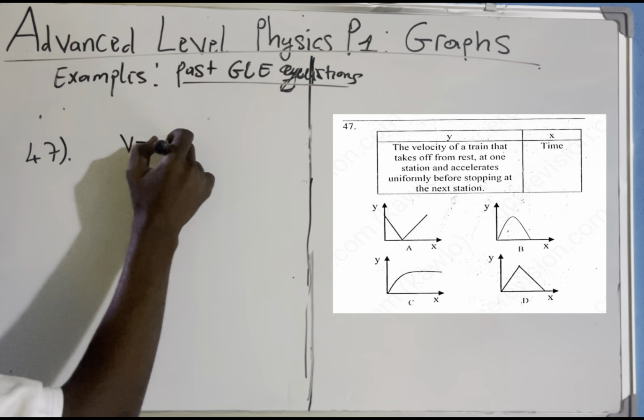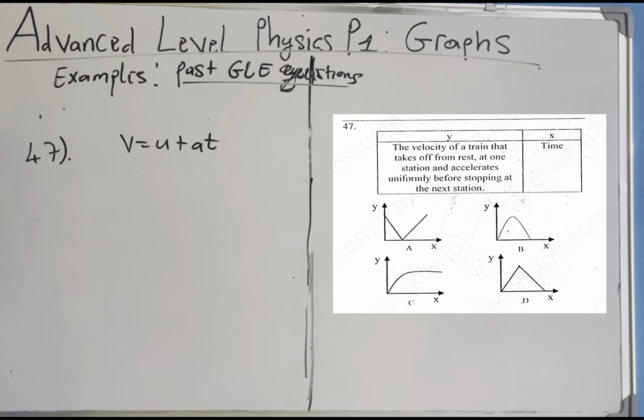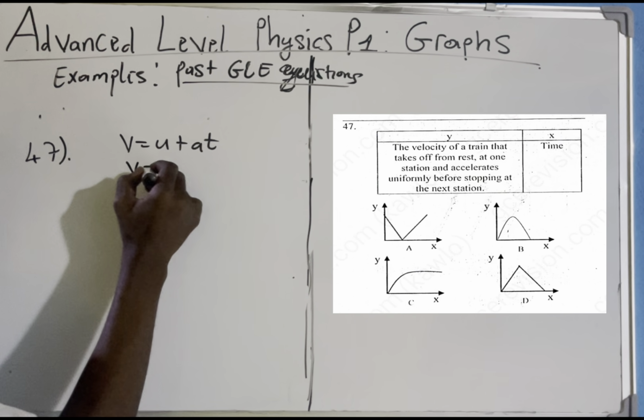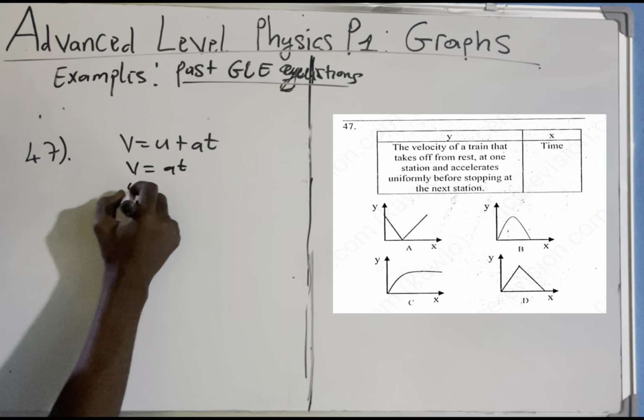It is v equals u plus at. Are we together? But we are starting from rest. It means that u is 0. I will have v equals at, this is an equation in the form y equals what?